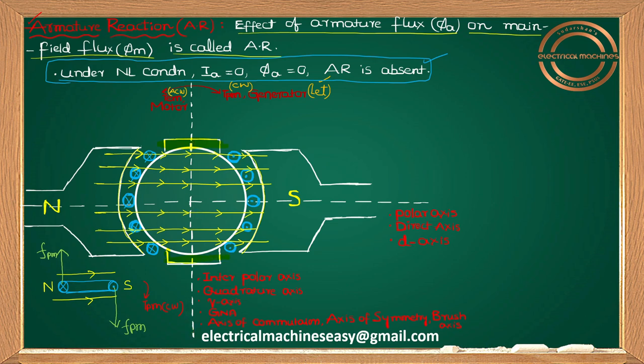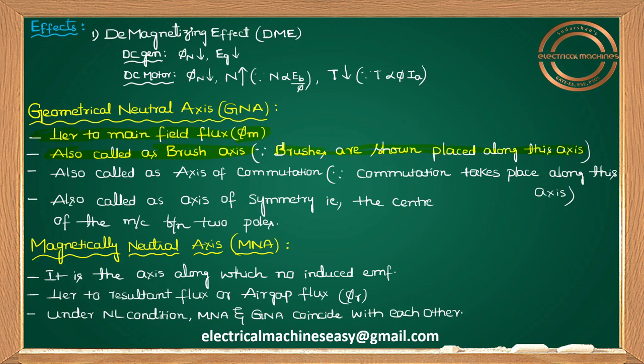To be frank, brushes are placed along D axis. Along D axis only we are placing brushes. But why I'm showing brushes along Q axis, for the explanation I had given in the construction of DC machine. Please try to go through that. So brushes generally are placed along D axis, I can say the polar axis, but the brushes are shown along the Q axis. That's the reason why your Q axis can also be called a brush axis. Please try to refer to the construction of DC machine, where I gave the explanation whenever I was discussing brushes.